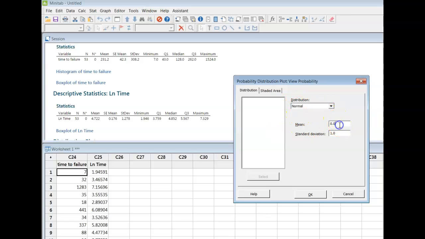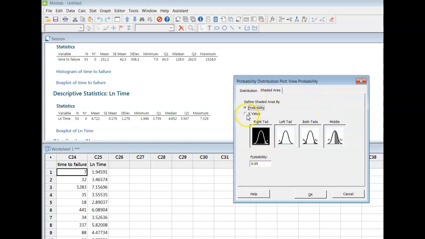Okay, I'm dealing with a normal distribution, and in my raw data, which are right up here, my mean is showing as 231.2 with a standard deviation of 308.2, which, by the way, tells me there's something weird about these data, because when the standard deviation is way bigger than the mean, it's generally an indication that the data do not follow a normal distribution. All right, I'm assuming the distribution's normal.